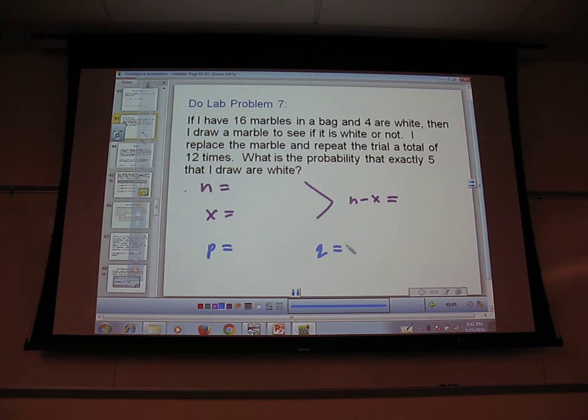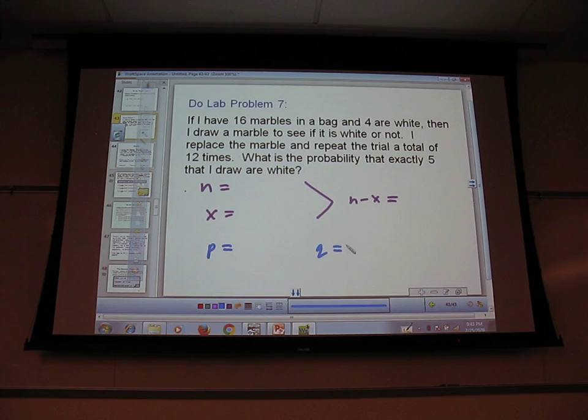Do you want someone to read it? We get a reader? Yeah, Adam, go ahead. If I have 16 marbles in a bag and 4 are white, I draw a marble to see if it is white or not. I replace the marble and repeat the trial a total of 12 times. What is the probability that exactly 5 that I draw are white?